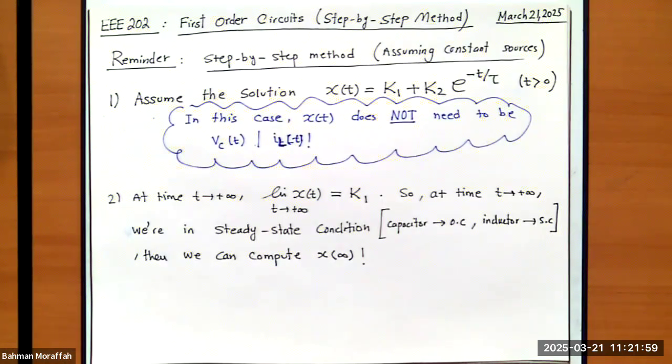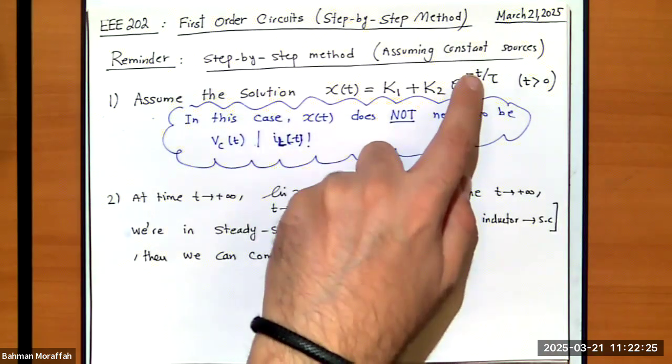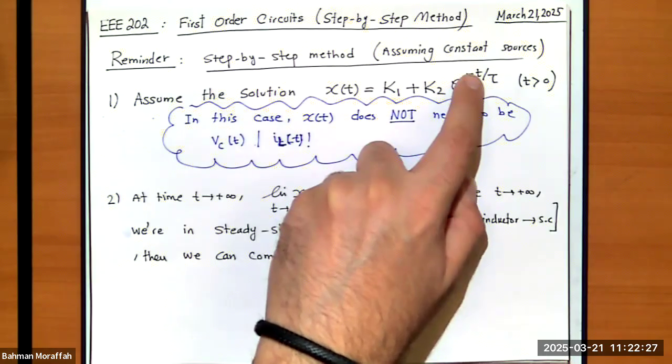Right? We did not need to have any continuity condition. How do we find K2? Well, if I look at my solution, which I know is K1 plus K2 e to the power of minus t over tau, this solution only holds true for times that are greater than 0. Right? So if I evaluate that x at time 0 plus, what do I get? I get K1 plus K2 e to the power of 0, which is 1.